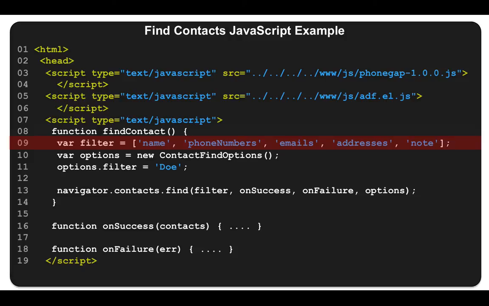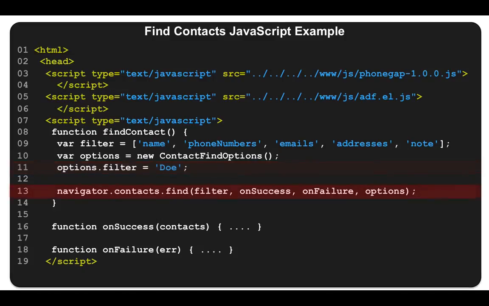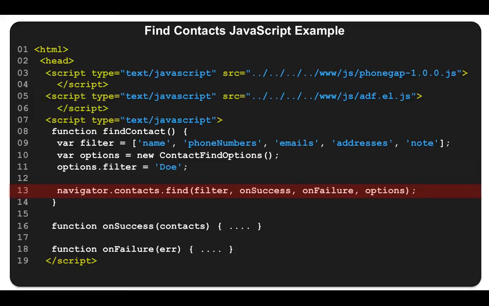Notice that's an array, unlike the Java API where we actually passed in a comma delimited single string. Line 10 and 11, we then set up the actual filter data that we want to search the contacts address fields from line 9 from. And then finally on line 13, navigator contacts find actually does the act of doing the find where we're passing in the parameters previously. Now, if we do find a result, we call the onSuccess method or function, and if we don't find a result, we call the onFailure method.